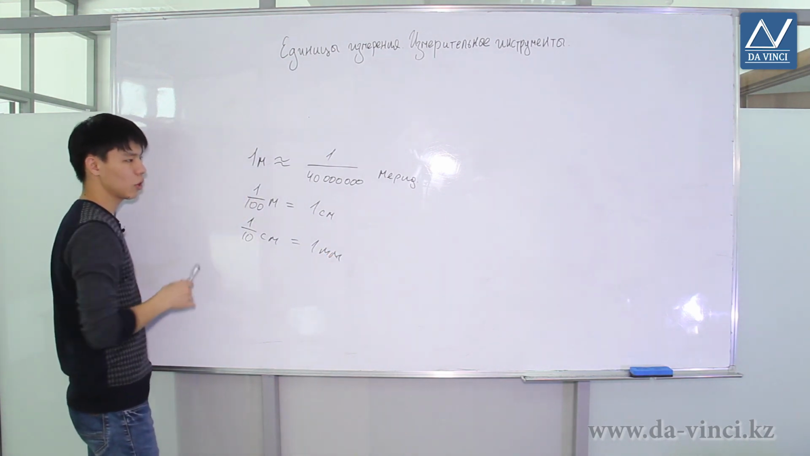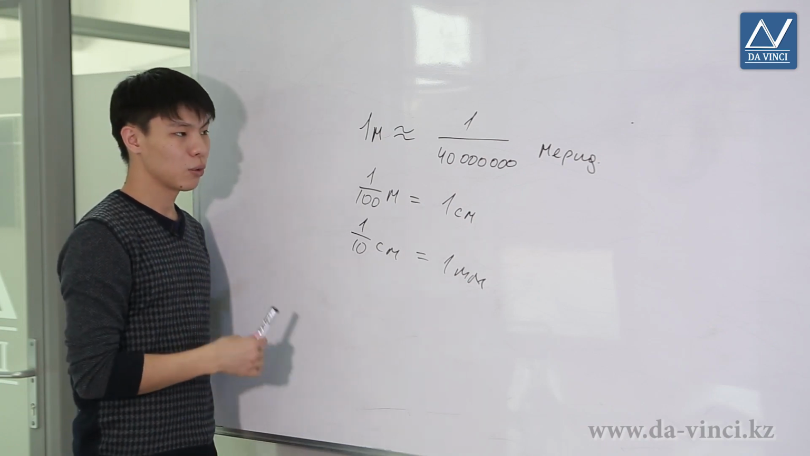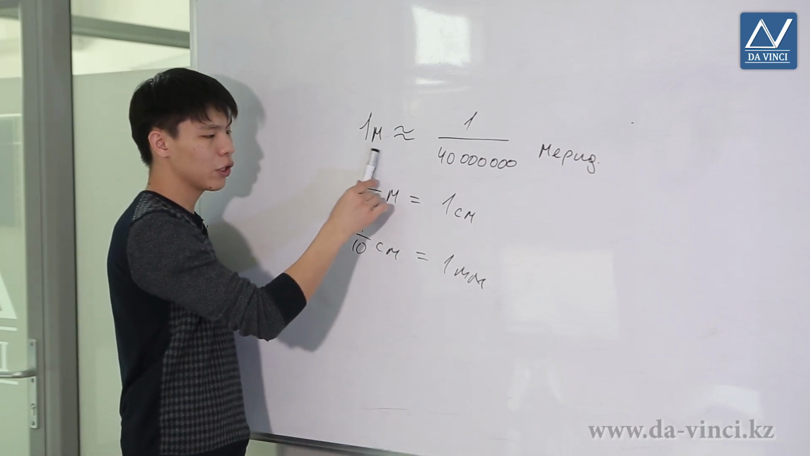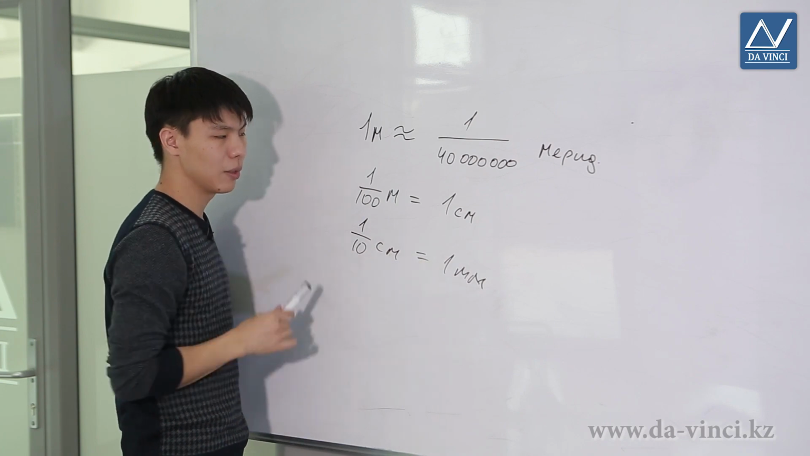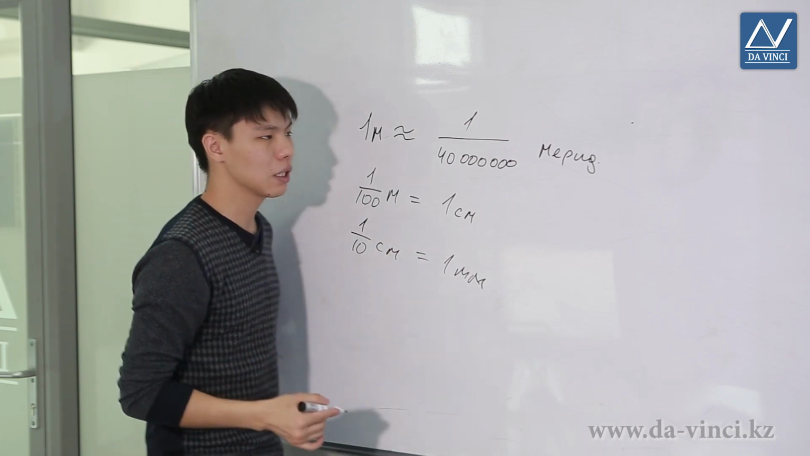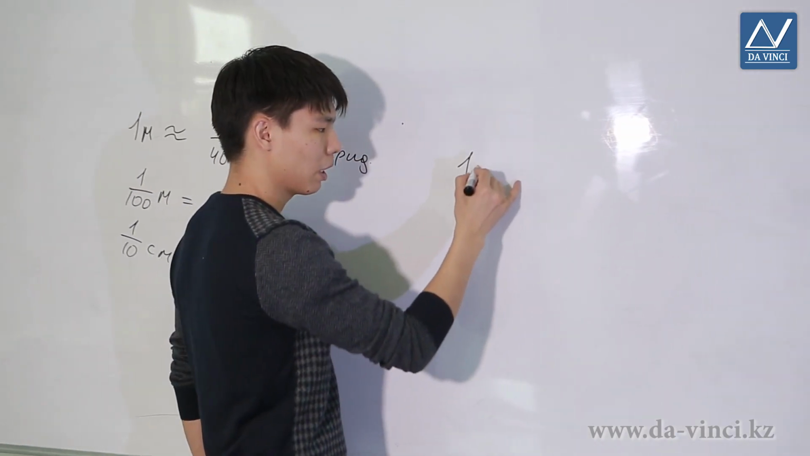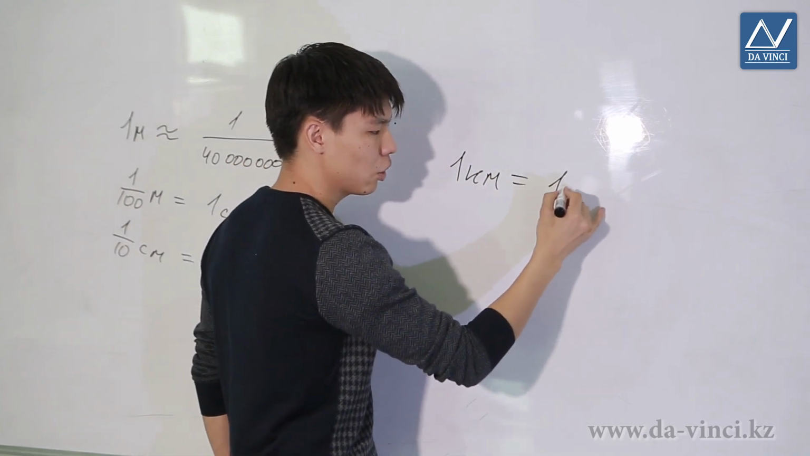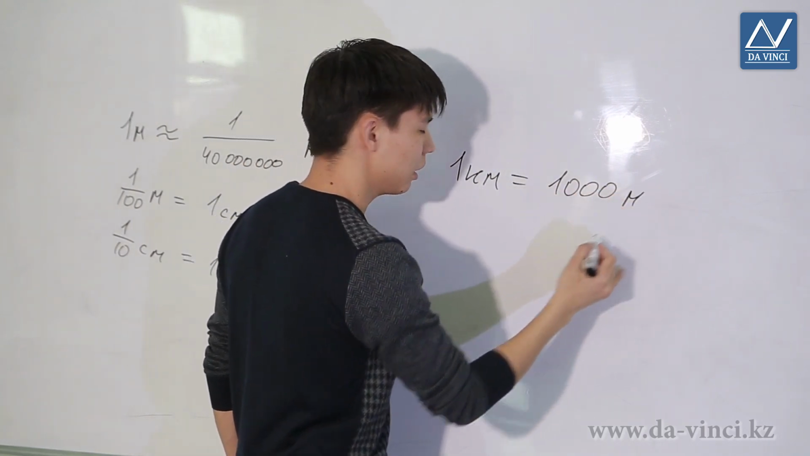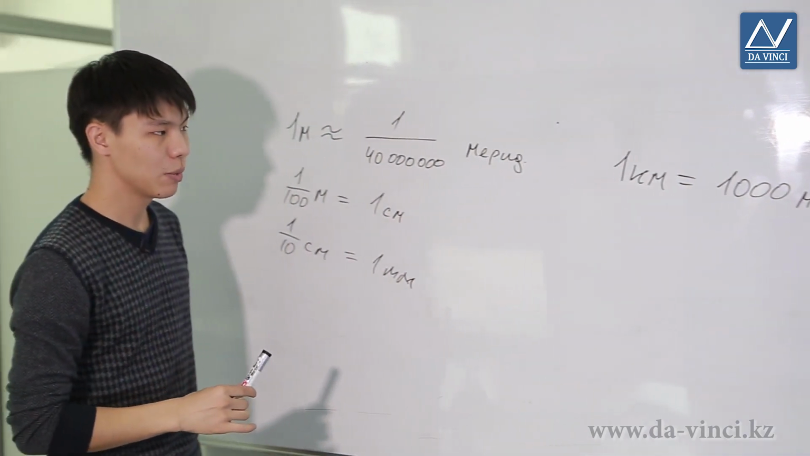For example, if we need to measure the distance between cities, it is inconvenient to use meters, let alone centimeters and millimeters. Then they utilize the so-called kilometer. 1 kilometer, as we are aware, is equivalent to 1,000 meters. These are more or less standard units of measurement.